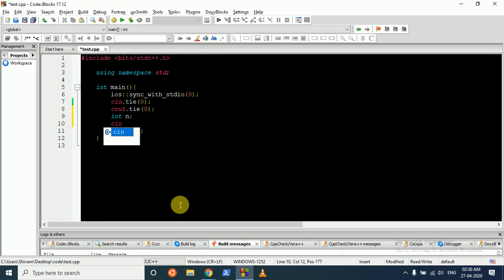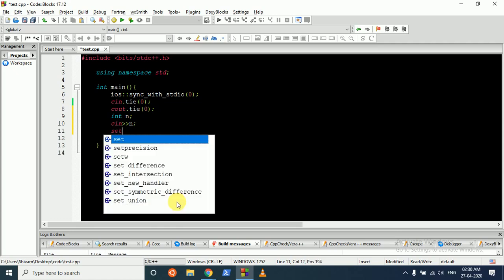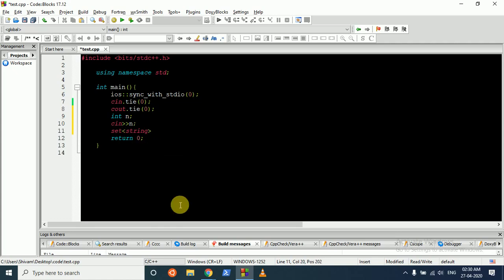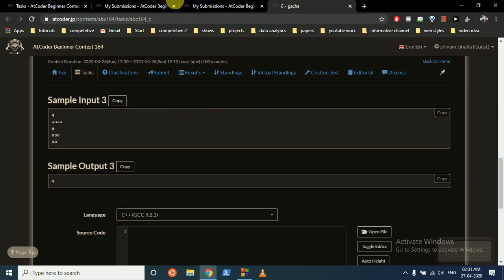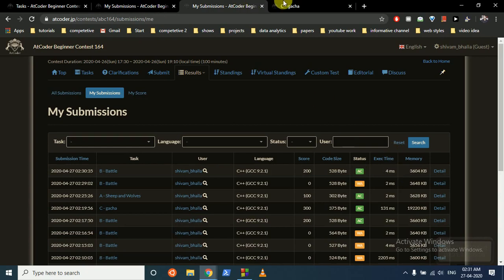So take the input of n, make a set of strings, name it s, and do a for loop over n, i++. We take an input of string and then we just insert it. And yeah, output s.size(). So we can run this. So then we can check. It's accepted now.